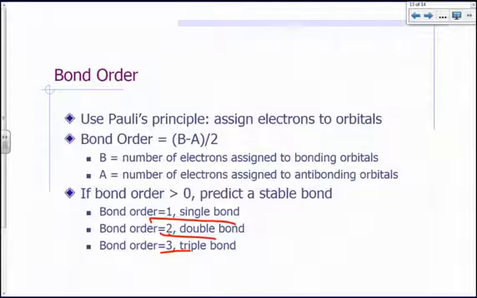So if you get a bond order that's greater than 0, you can predict that there's a stable bond between the atoms. Now, if your bond order is 0, then that means you don't expect that bond to be stable. Okay? How do you calculate the bond order? What you do is you assign electrons to orbitals just like we do for atoms, 2 electrons per orbital, 1 spin up, 1 spin down, a maximum of 2. And the bond order would just be the number of electrons in the bonding orbitals minus the number of electrons in the anti-bonding orbitals, and you divide that by 2.